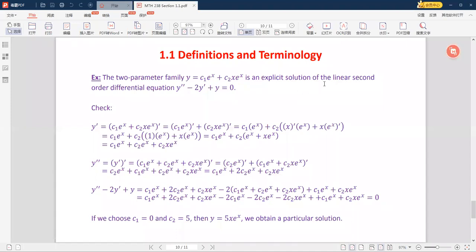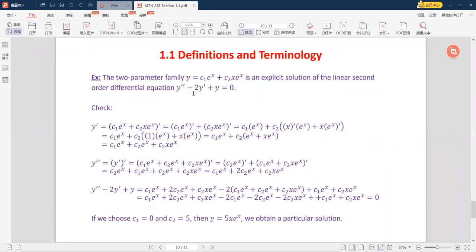And this is a solution of the linear second-order differential equation y double prime, the second derivative of y, minus 2y prime plus y equal to 0. We have a second-order differential equation here because the highest derivative is the second derivative. Remember, it is still linear because all the terms with derivatives, y double prime, y prime, and y itself, are linear. The exponent for all those terms is 1, in other words. So it's a linear differential equation.